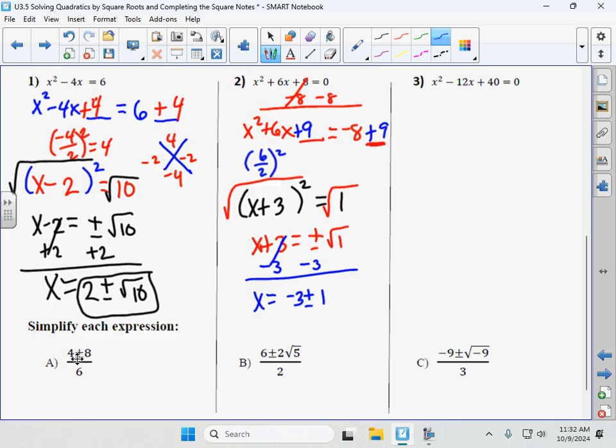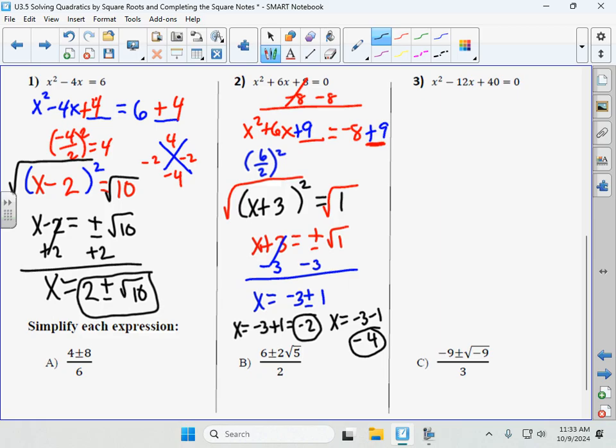Now, because there's no radicals in this problem, I can actually add and subtract 1 from negative 3. All right, so I have x equals negative 3 plus 1, which is negative 2. And then I have x equals negative 3 minus 1, which is negative 4. Okay, so the two solutions are negative 2 and negative 4.